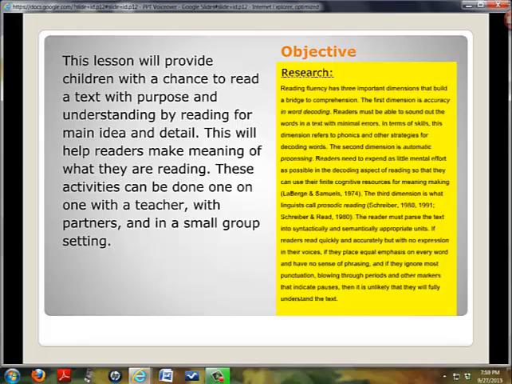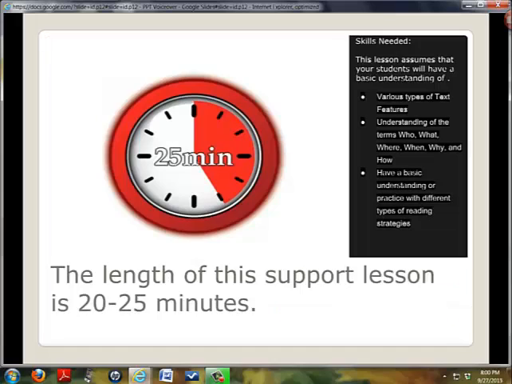Research has shown that there are 3 dimensions in reading fluency that are key to comprehension: accuracy in word decoding, automatic processing, and prosodic reading.